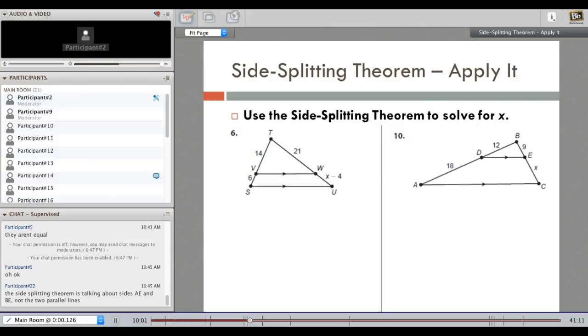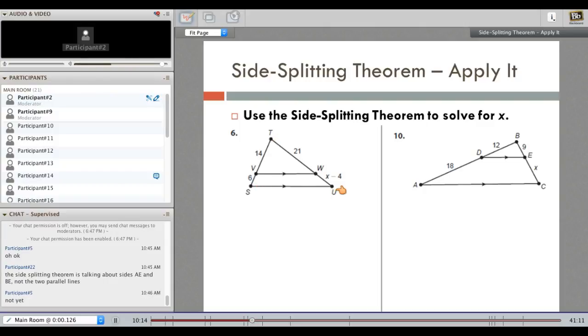Okay, so here we go. We're going to use it. Do I have a couple volunteers that think they have the side-splitting theorem down? Anybody want to set this up and give it a shot? So we have triangle TSU. Okay, that's okay, Delia. I know last time you gave it a shot, but not quite there. That's fine. We'll do a couple, and then I bet you'll feel more confident. Awesome, Ben. Let me give you whiteboard privilege. All right, so Ben can do number 6. Anybody want to try number 10?